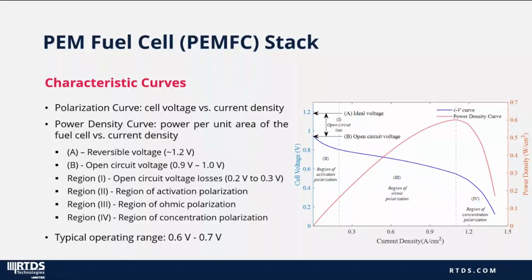First, we have the region of activation polarization. As the name implies, the losses in this region are dominated by the activation losses. Then we have a linear region, which is referred to as the region of ohmic polarization. Finally, we have the region of concentration polarization. Generally, a fuel cell operates in the linear region of the curve. The typical operating voltage for a single PEM fuel cell varies between 0.6 volts and 0.7 volts.